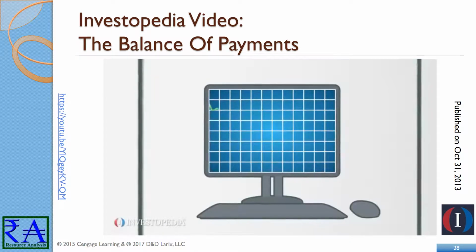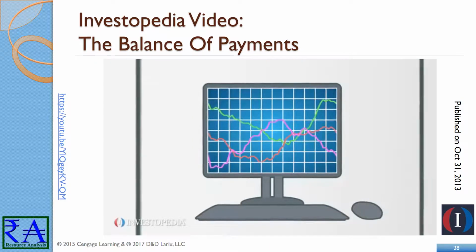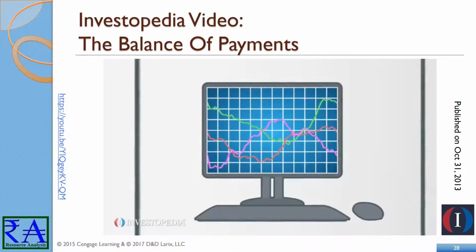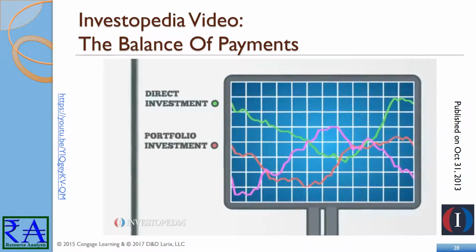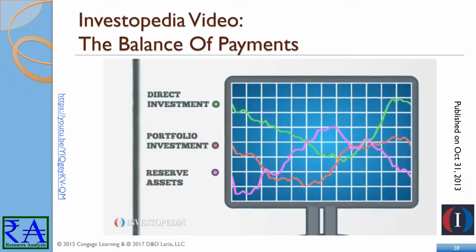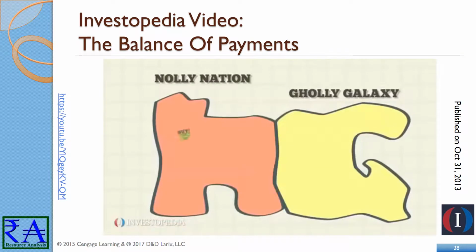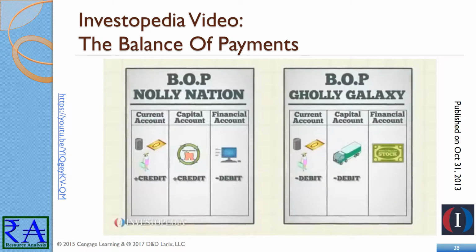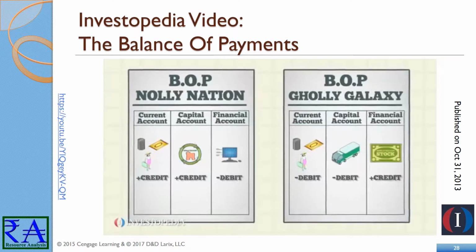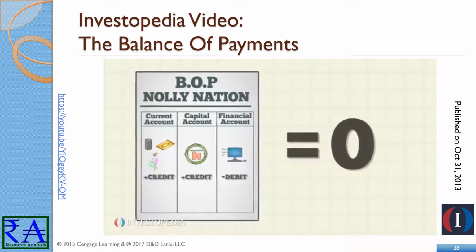Lastly, the financial account records payment flows related to the change of ownership in international financial assets and liabilities. The flows include direct investment, portfolio investment, and reserve assets, which are purchased and sold only by monetary authorities. When Nalians invest in foreign securities from Gali Galaxy, this effects a debit to Nali's BOP and a credit to Gali's BOP account. A country's BOP should be 0.